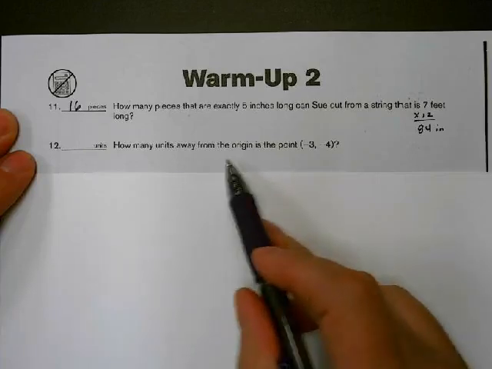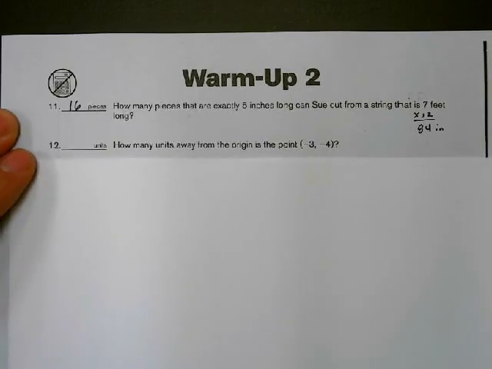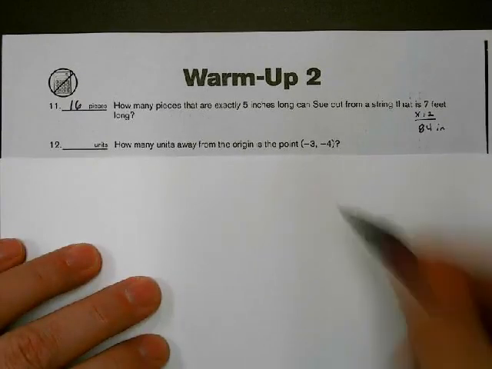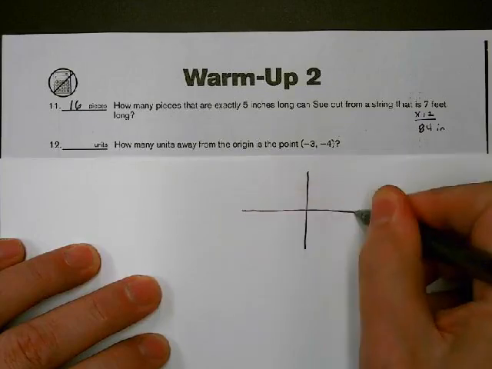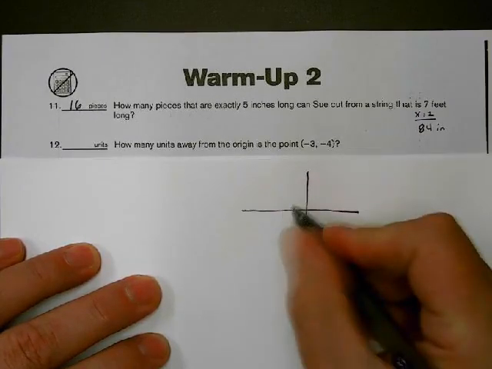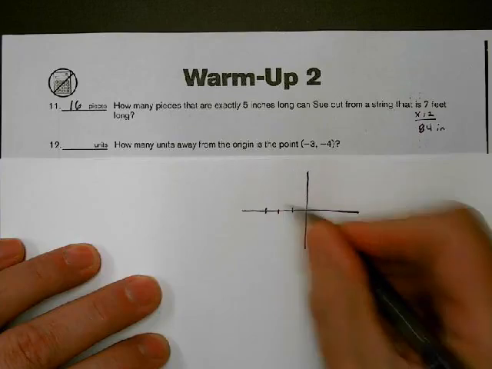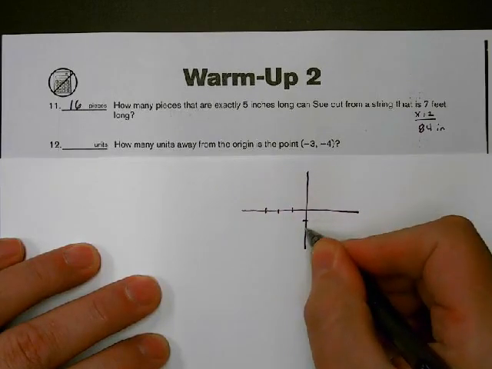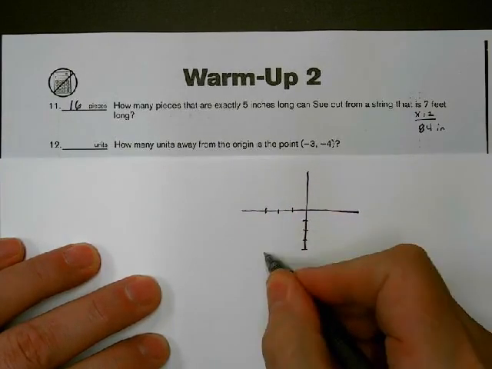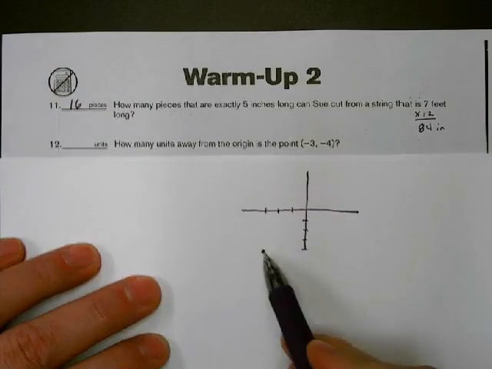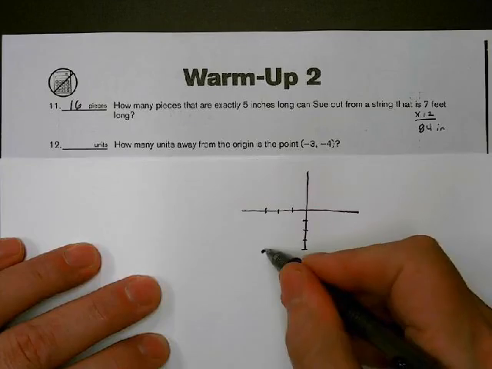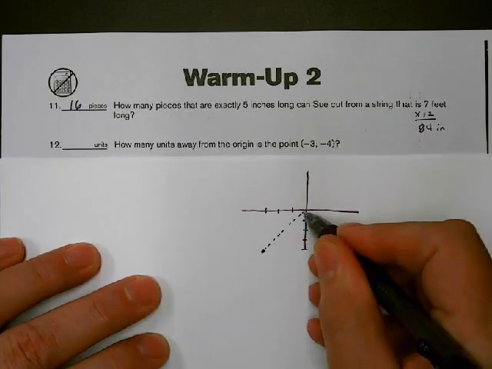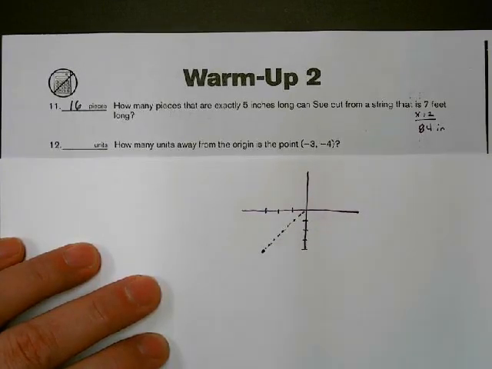Next, how many units away from the origin is the point -3, 4? Now, when we're measuring distance, we go for the shortest distance. So if I'm at -3, 4, that would be this point here. I wouldn't go up then over to measure distance. I would go diagonally to measure the distance. So this is the distance that we're looking for.